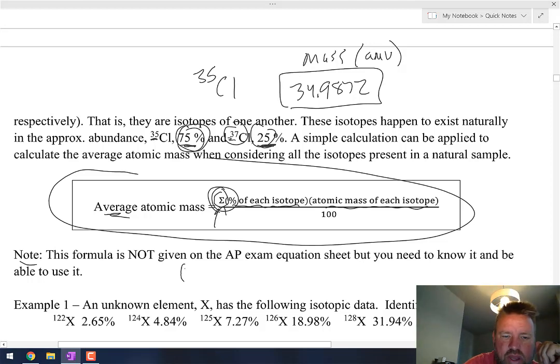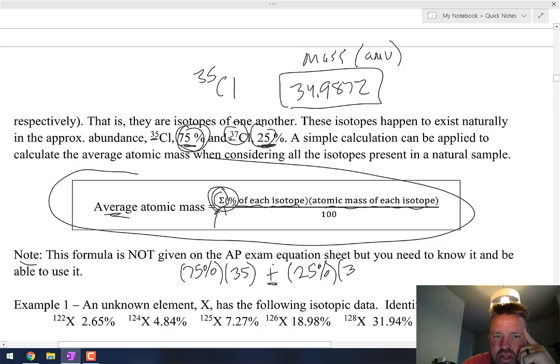You would go 75% times 37 plus 25% times 30. Did I do that wrong? 75 and 35, yeah. 25, and I just wrote it wrong, didn't I? You guys caught that. 35. 75 times 35 plus the sum of the 25% times its mass, 37. And then we're going to divide by 100.